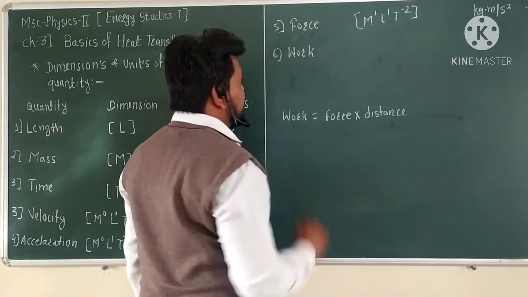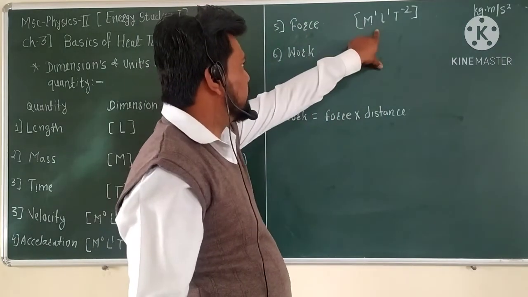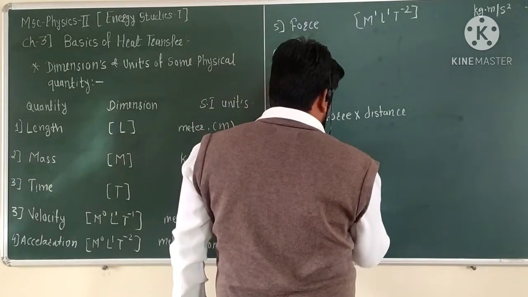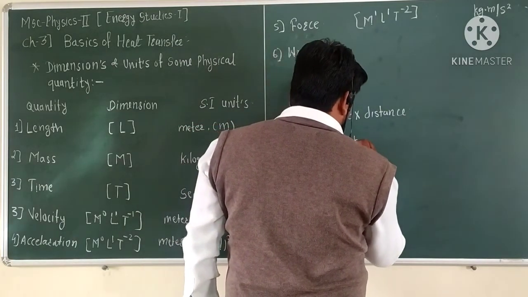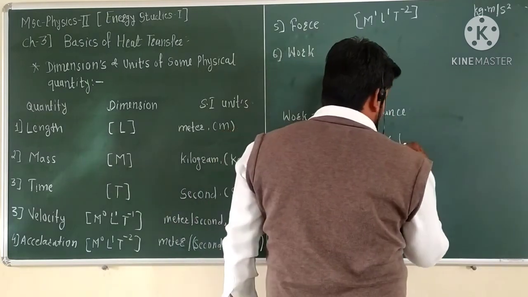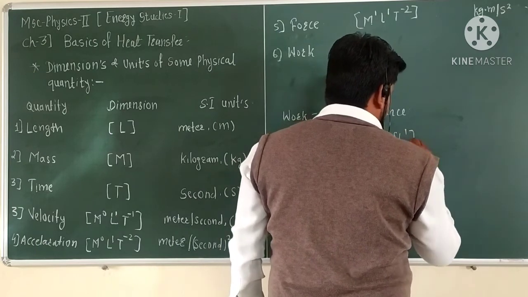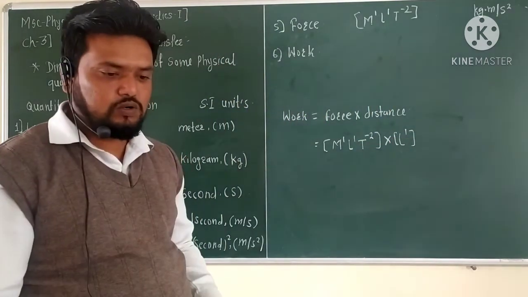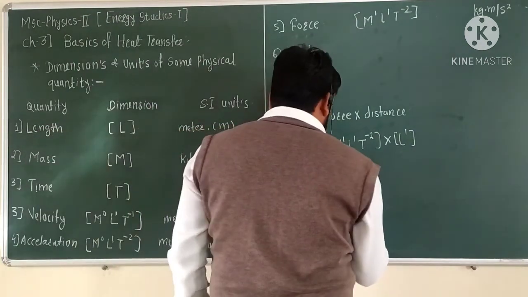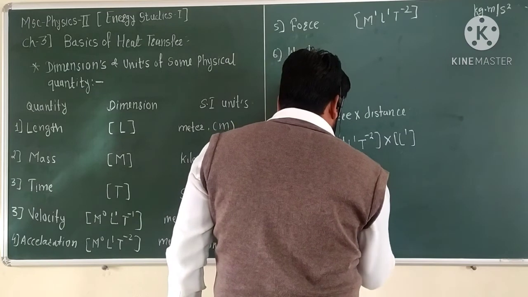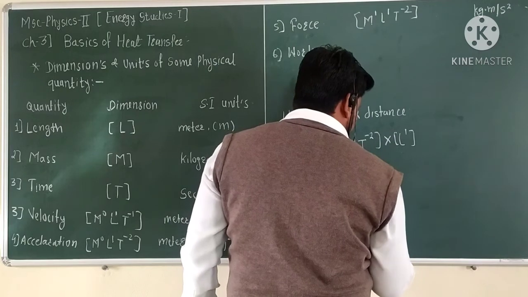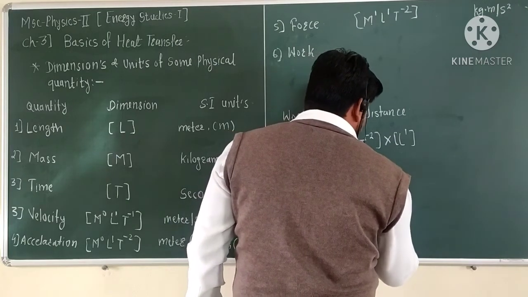Okay, if we see the force dimension, which is given here as M^1 L^1 T^-2, and multiply it by the distance dimension, which is given as L^1, then the dimension of work is M^1 L^2 T^-2.